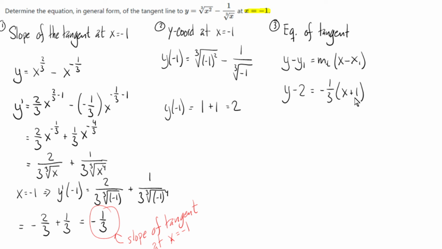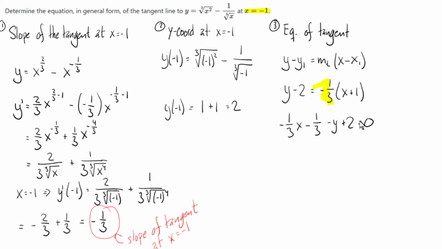So I'm going to multiply the negative 1/3 into the bracket. At the same time, I'm going to move all the terms over to the same side. Let's start with this multiplication. So we have negative 1/3 x minus 1/3. And then we are moving the y and the negative 2 over to the other side. So it's negative y plus 2 equals 0.